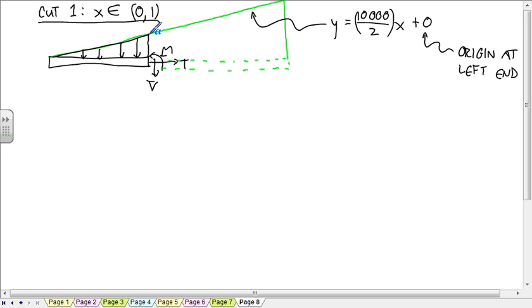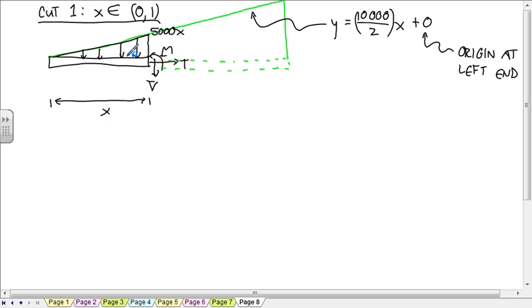And so that says that at this point, we have 5,000x newtons per meter. I mean, we came up with a function of the height in terms of x, and then x is what we're dealing with here. The question is, if you go out x from the left end, how high do you go? And the answer is 5,000x because of this function we found. Any questions about that?